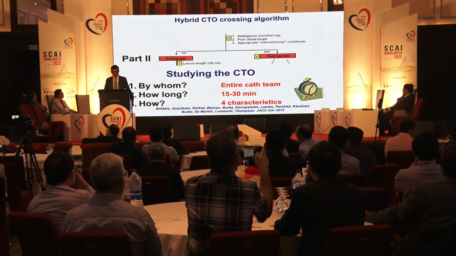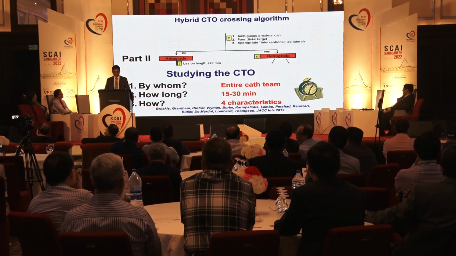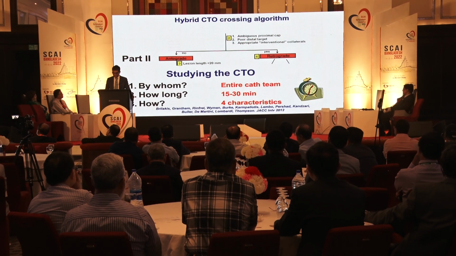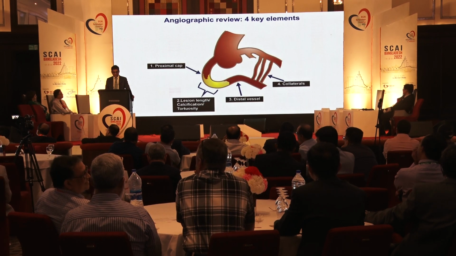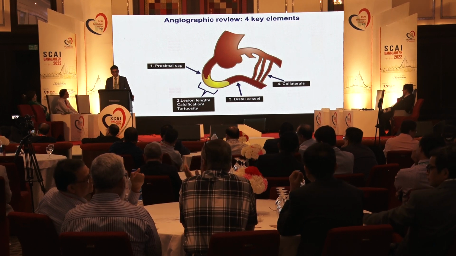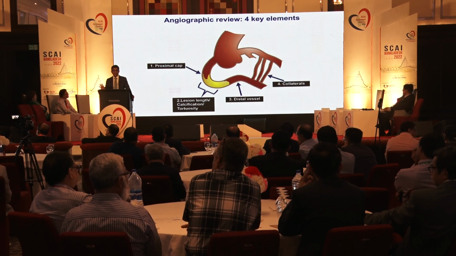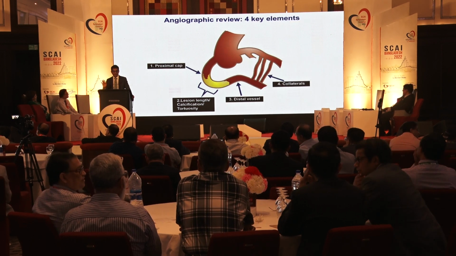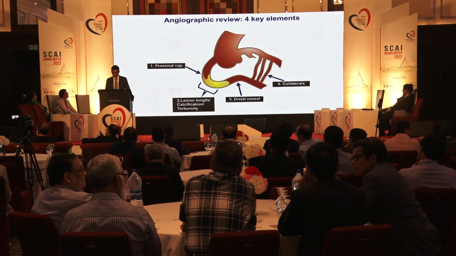But who should study? The entire cath lab team. How long? You should spend about 15 to 30 minutes and look at all the characteristics, at least 4 of them. So the 4 key elements are proximal cap, the lesion length, the distal vessel, and collateral. These are the 4 things that you're looking at in the global algorithm in step 2. So study with your team. It includes your nurses and technologists as well.